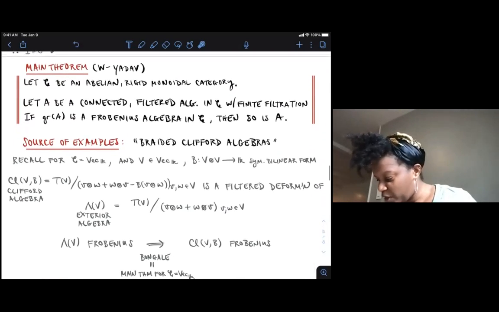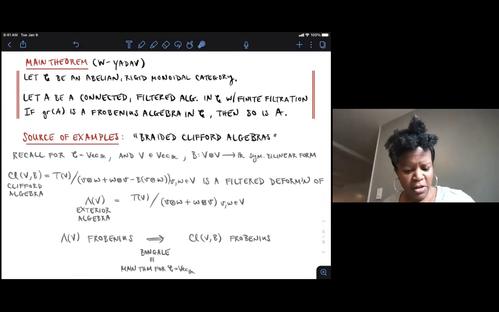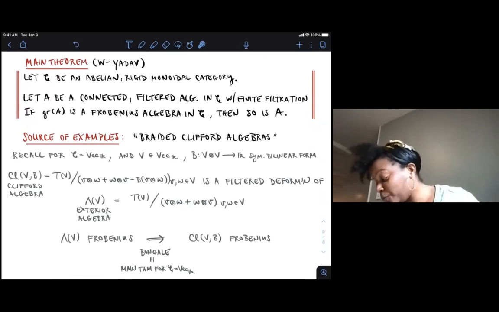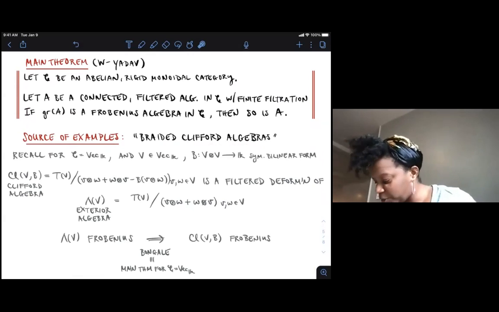Okay, so you might be wondering about a source of examples. I mentioned some examples of filtered deformations at the beginning of the talk, but the only finite dimensional ones are Clifford algebras being filtered deformations of exterior algebras. So naturally, we will want some sort of categorical version of this. So we do discuss braided Clifford algebras in our paper. This is what we have so far.